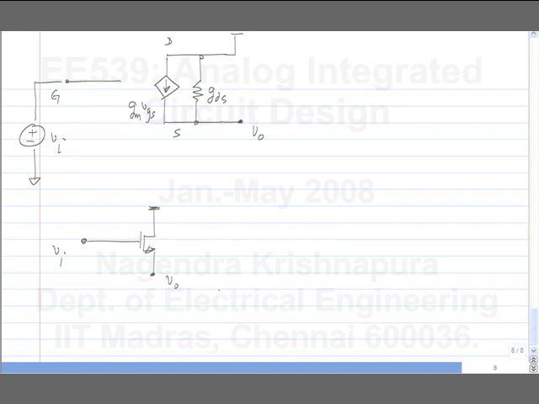So what is the gain of the circuit? Now that we have derived the topology, you have to do more detailed analysis to see what the gain is. So VGS is nothing but Vi minus Vo. Now I just write the current balance equation and find out. This current is Vo times GDS, and this current is GM times (Vi minus Vo).